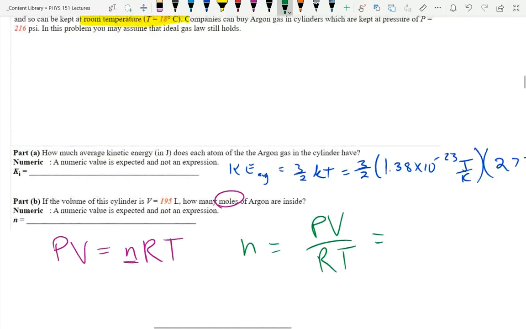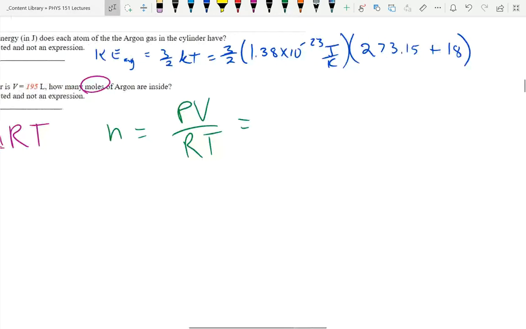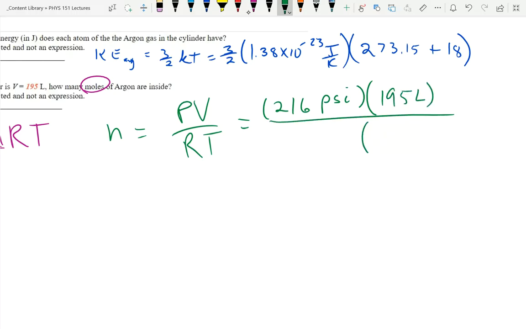our pressure is 216 psi. Our volume is 195 liters. Our temperature is, I'm going to add those together, so 291.15 kelvins is our temperature. And then R. Okay, so Aaliyah quotes me a number. What's that number, Aaliyah? 8.314. What are those units? Joules per mole kelvin.